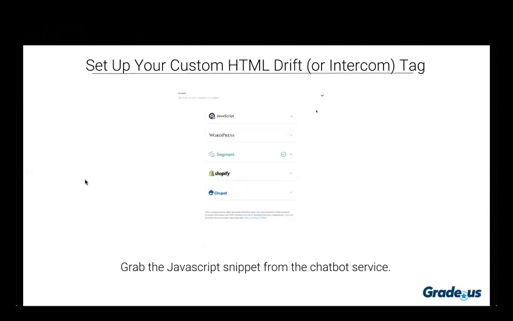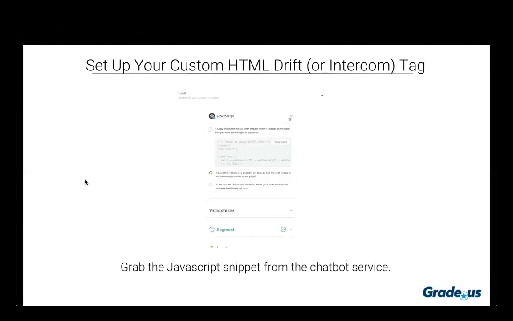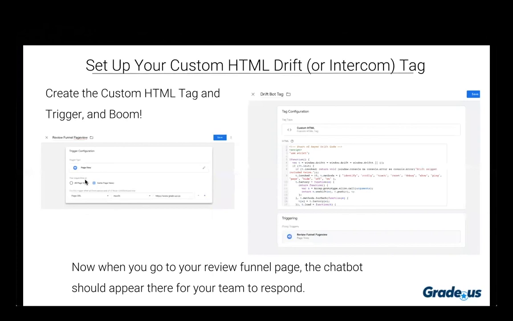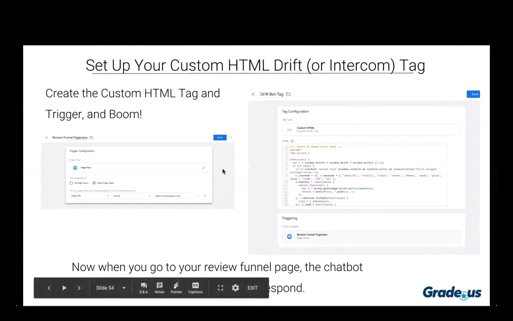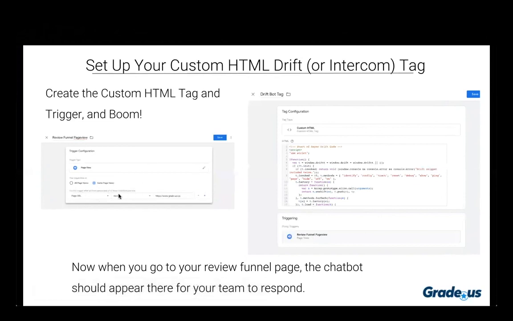We had an Intercom integration back in the day, but now you can set this up on your own. And so basically you just grab that code, you create your own custom HTML, you paste the code in there, and then you have it set up for either all the pages, or if you want to just specifically identify that review funnel page, you can set that up there by going to page view, some page views, and then page URL equals the review funnel.